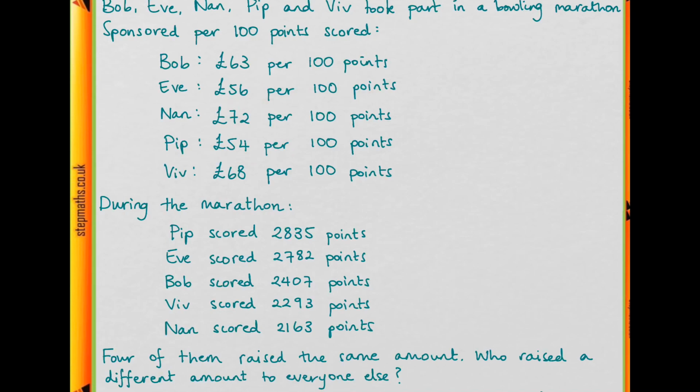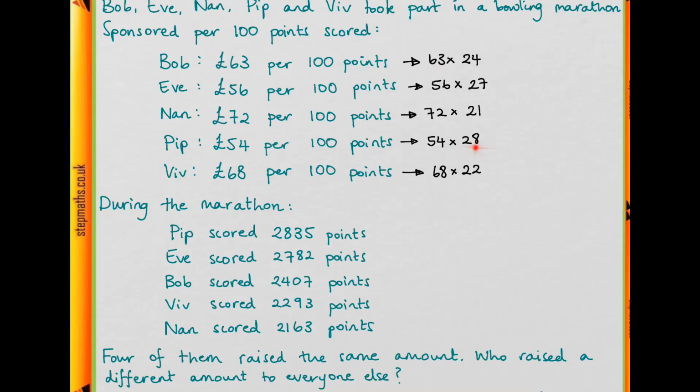So because they're sponsored per 100 points, the tens and units don't really matter here. So Bob gets £63 per 100 points, and he scored 24 lots of 100 points, if we ignore the 7, because it's in the units. That means he gets 63 times £24. And similarly for the rest of them.